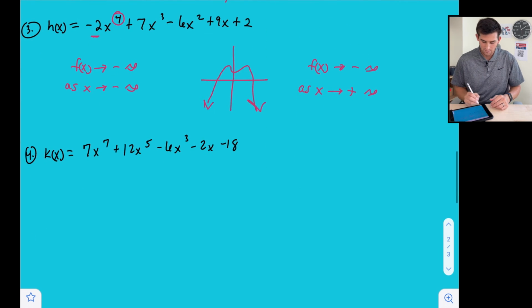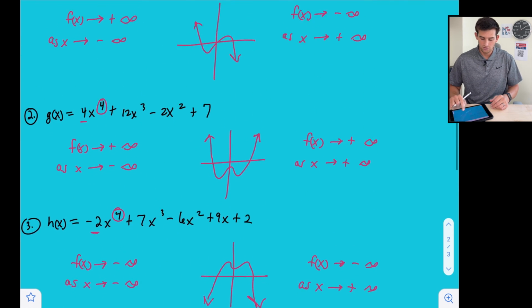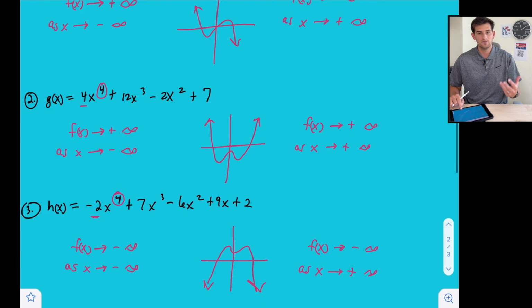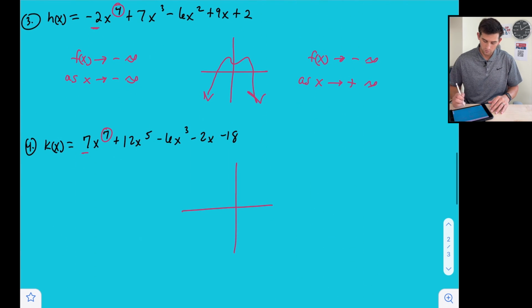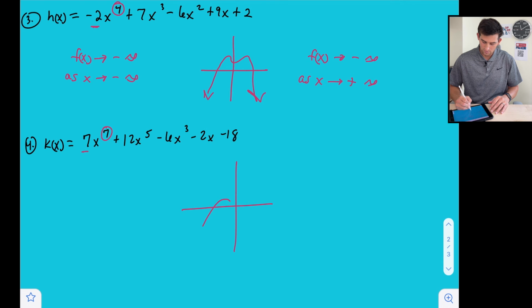All right, so our last example, we have a positive leading coefficient and an odd degree, okay? So now we're going to draw our graph. It's going to look similar to what we did on number 1, but kind of a reflected graph from number 1, right? So maybe something a little bit more like this, okay?